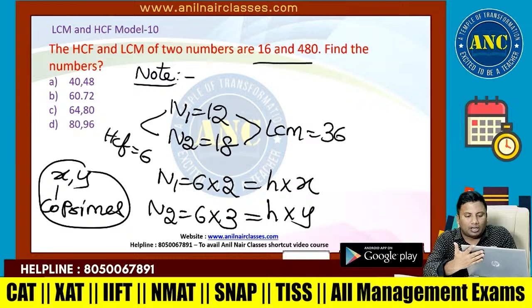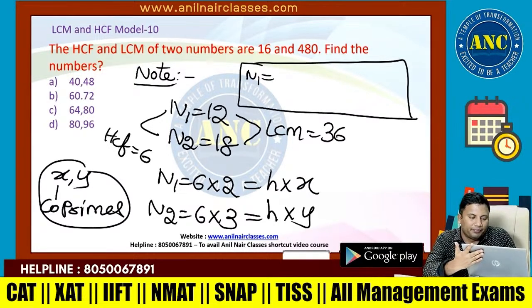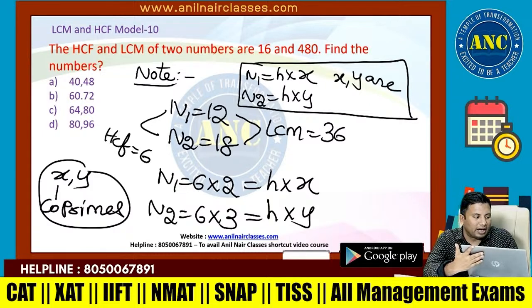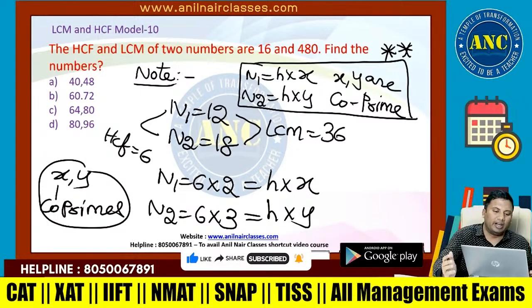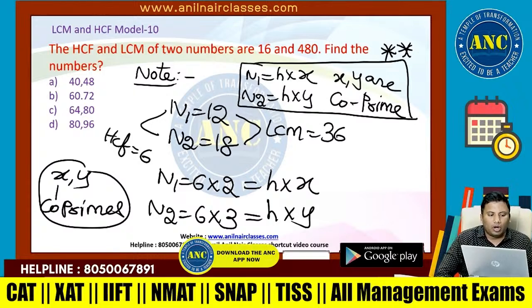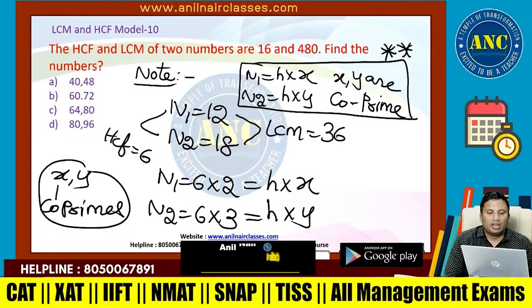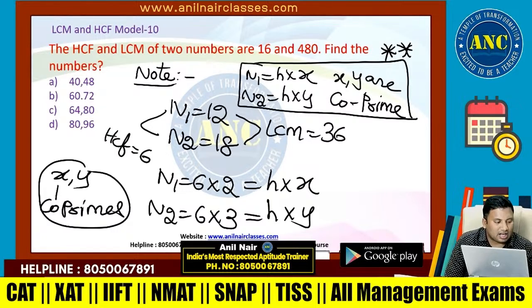Very important point: I am going to use this only when there is a need. N1 is H into X, N2 is H into Y, where X and Y are co-prime to each other. Please write down this point. Use this only when it is required. Now, where can I use this concept?